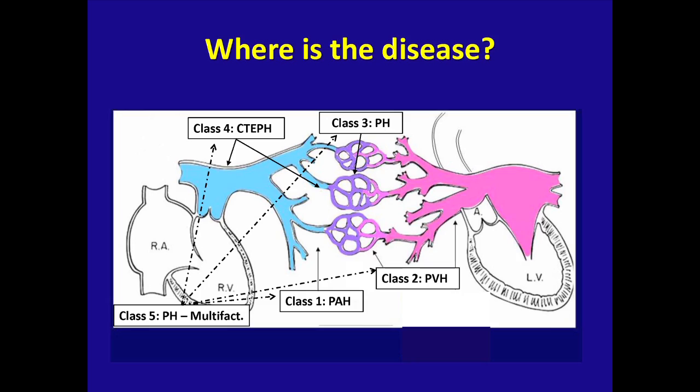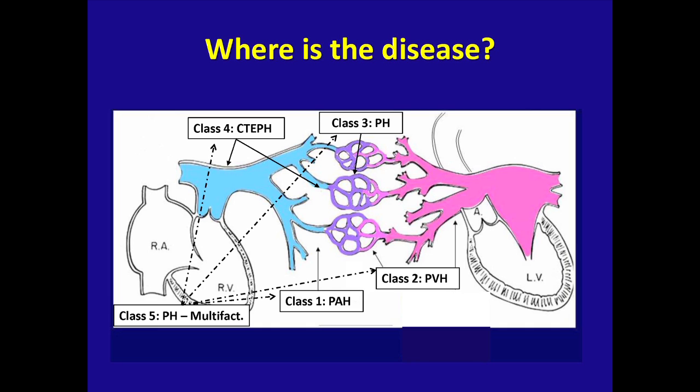So the other way to think about these different classes is to think about, well, where in the cardiopulmonary system is the disease process that we're dealing with? And this is important for understanding how we treat people and how people may react to some of the drugs that we put them on if we misdiagnose them, or treat a different type of pulmonary hypertension with pulmonary arterial hypertension therapy.